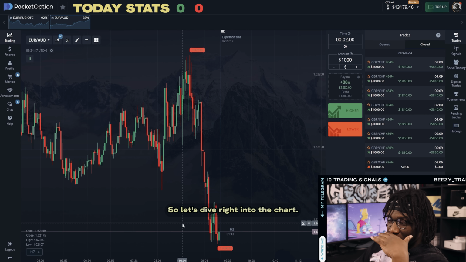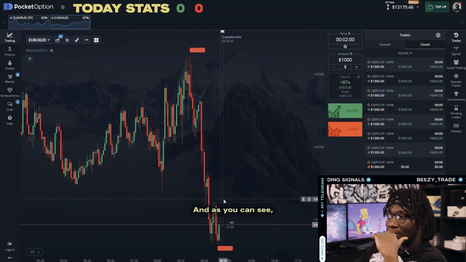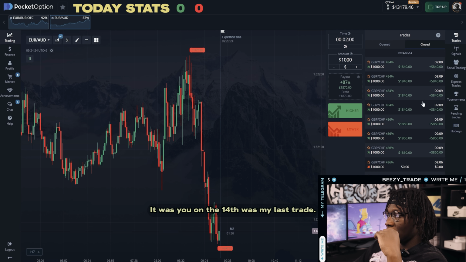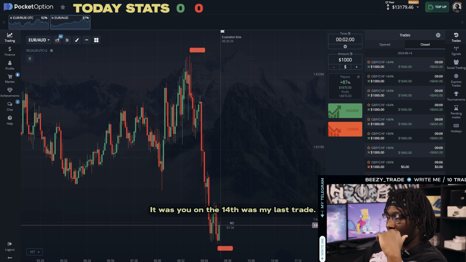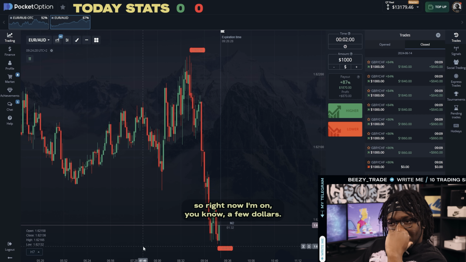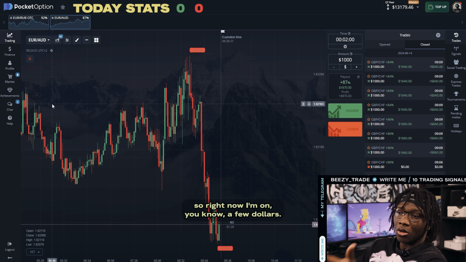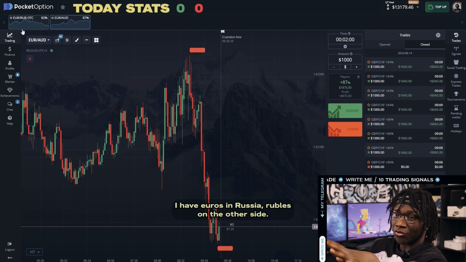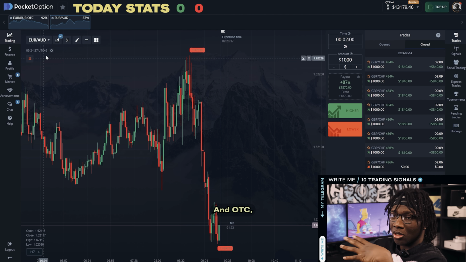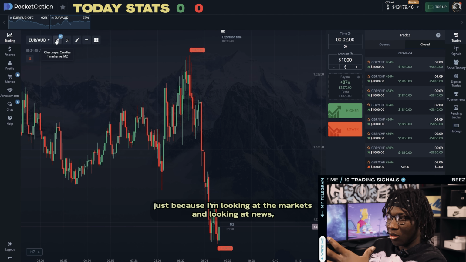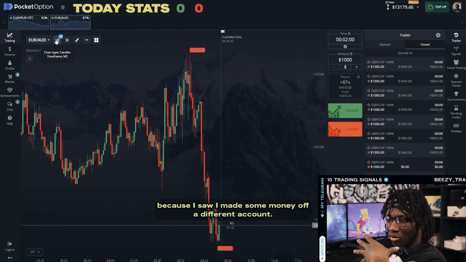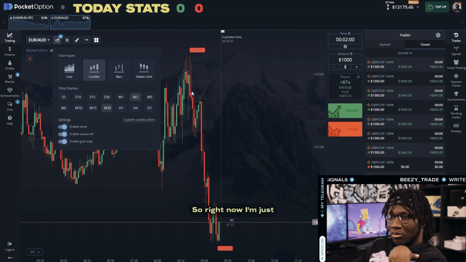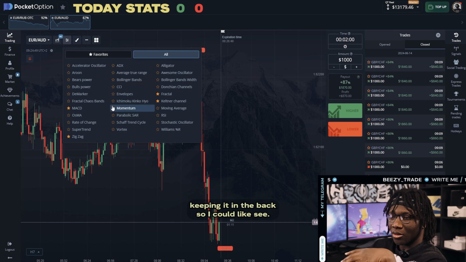So gang, let's dive right into the chart. And as you can see, I've got about 13K on the account. You can see on the 14th was my last trade. So right now I'm on Euro, Australian dollars. It's the pair I'm going to be working on. I have Euros and Russian rubles on the other side on OTC, just because I'm looking at the markets and looking at news, because I made some money off of it on a different account. So right now I'm just keeping it in the back so I could see.